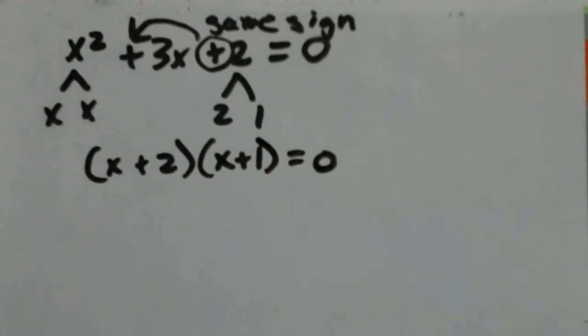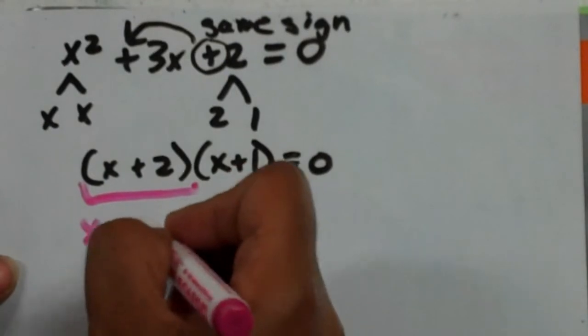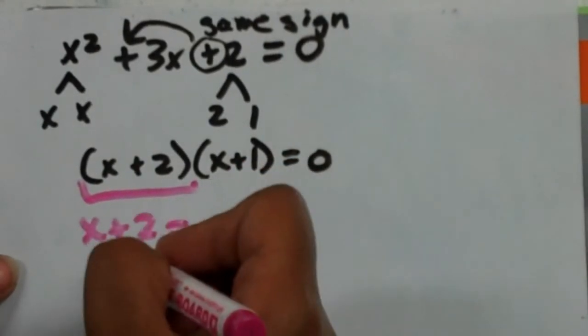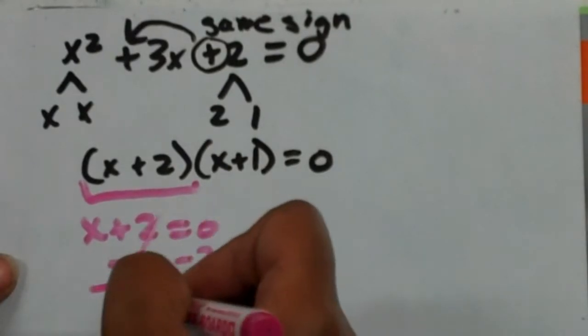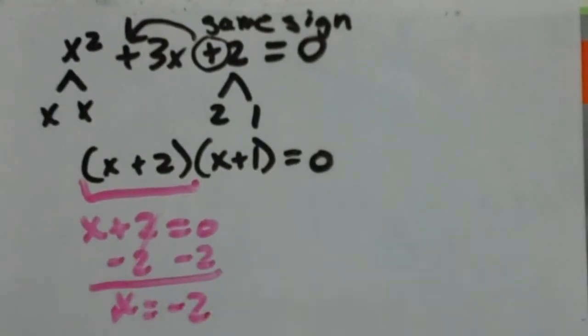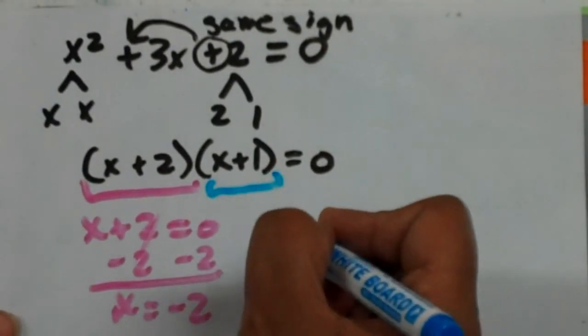So let's set those factors equal to 0. x plus 2 is equal to 0. You subtract 2 from both sides. x is equal to negative 2. Then we have x plus 1. We set that equal to 0.